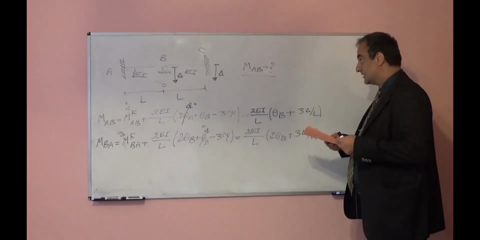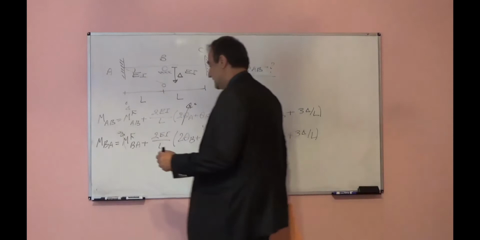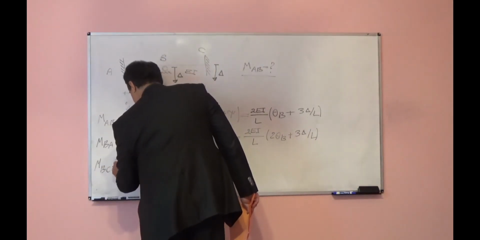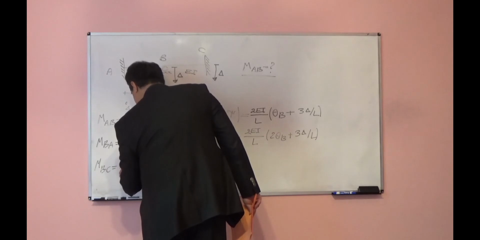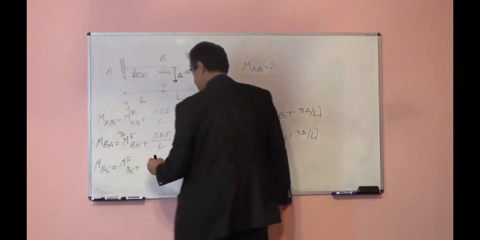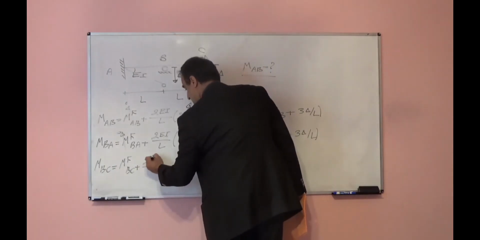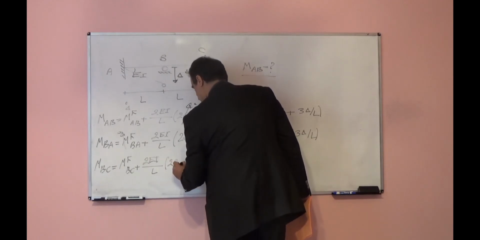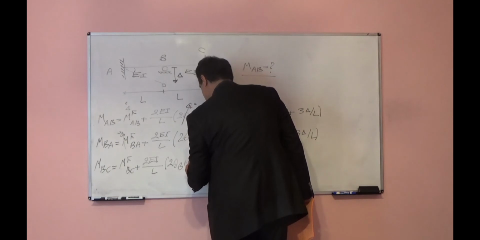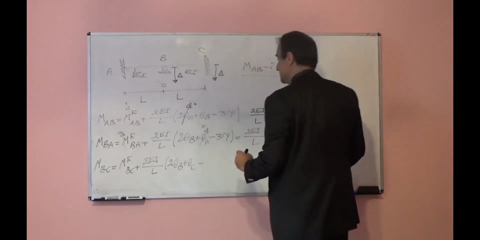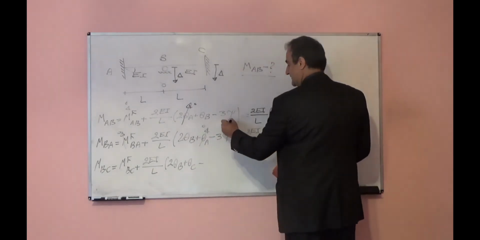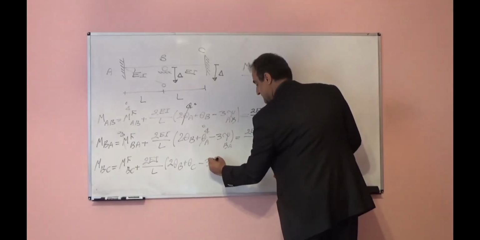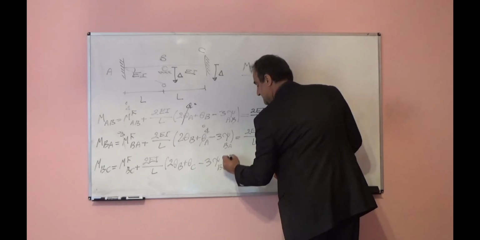How about MBC? MBC will be equal to M fix BC plus 2EI over L times (2 theta B plus theta C minus 3 psi BC).